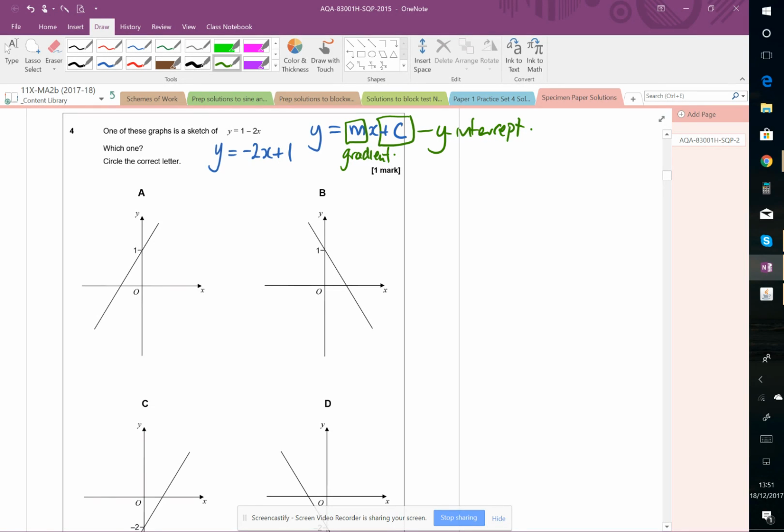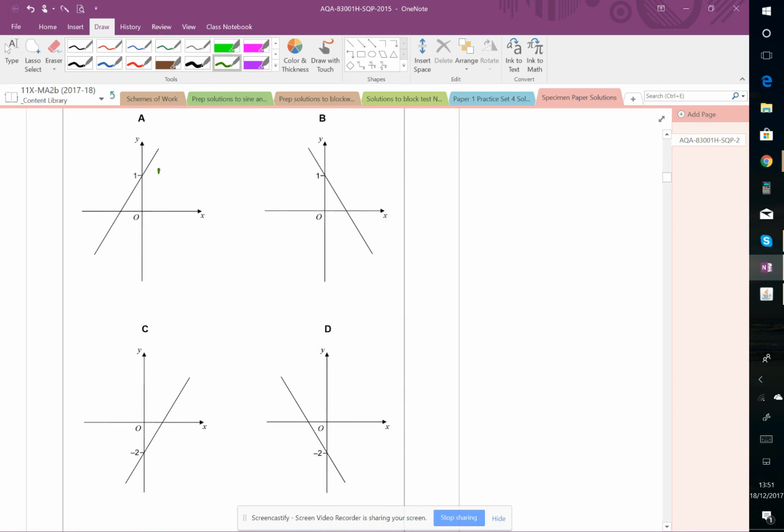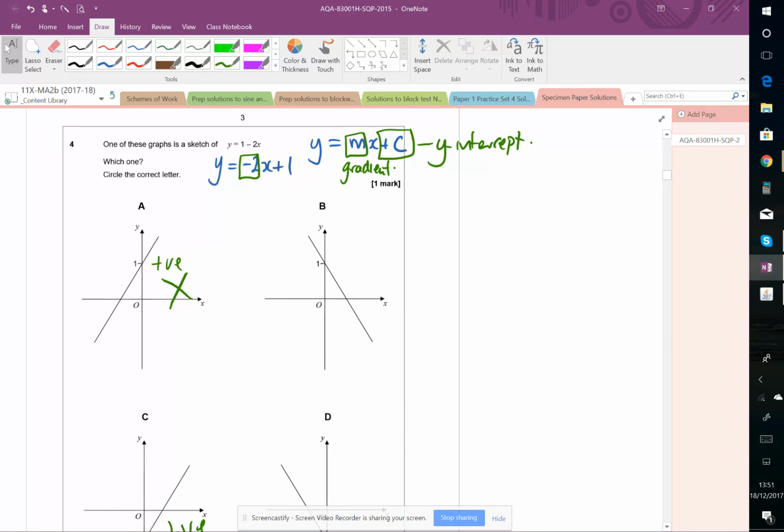Also remember that we have a negative gradient here. So with a negative gradient, the line must be going in this direction, not this direction, which is a positive gradient. This one is a negative gradient, so it must be going in this direction. So the possibilities now are only two left. This is a positive gradient, so this is wrong. This is a positive gradient, so this is wrong. So it must be one of these two here.